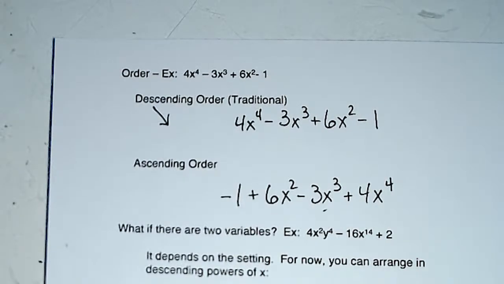But to be honest, when we try to decide how to write out polynomials and we're working with more than one variable, there are going to be other considerations, things that I'm not going to bring up right now. So you know what? For now, you can arrange in descending powers of x. So for example, pretend there's no y there at all, and you just do negative 16x to the 14th plus 4x squared y to the 4th plus 2. That's one way to do it.